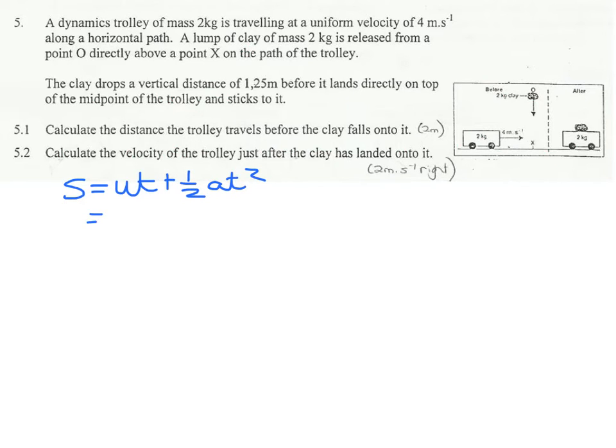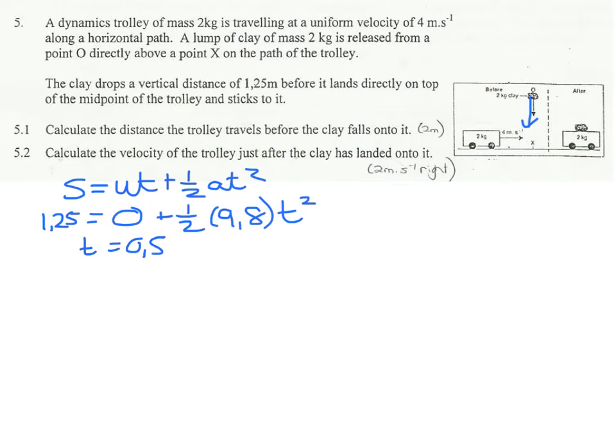My initial velocity is 0. My distance, they've told me, is 1,25 meters, plus I have got half, and my acceleration is 9,8, some or other time that it has been in the air. And we can work out how long it took for this to fall down there. And the time works out to be 0,5 seconds.